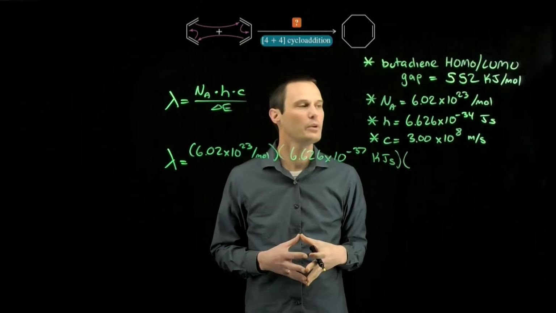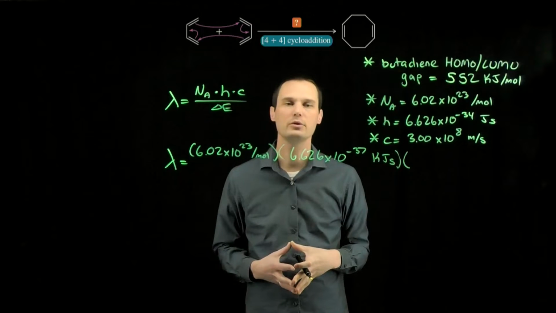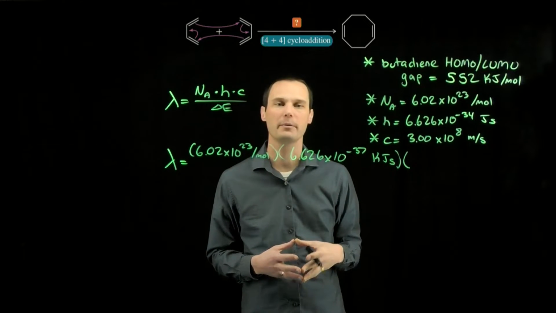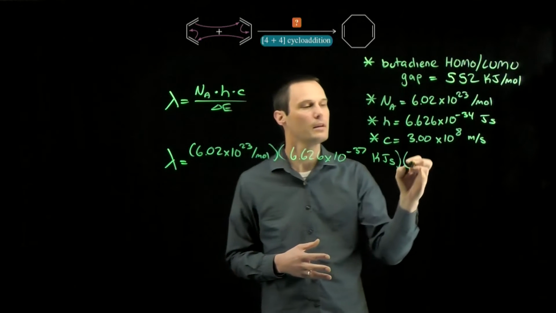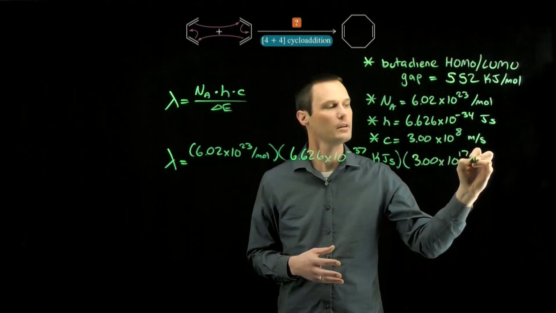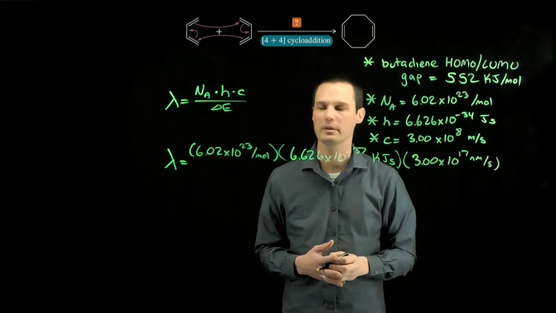The speed of light is given to us in meters per second, but our wavelength is usually recorded in nanometers. So we need to convert our speed of light into nanometers per second. That's a scaling of a factor of 10 to the 9th. So we use 3 times 10 to the 17th nanometers per second for the speed of light.